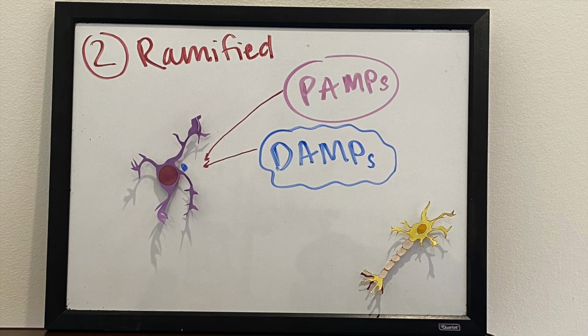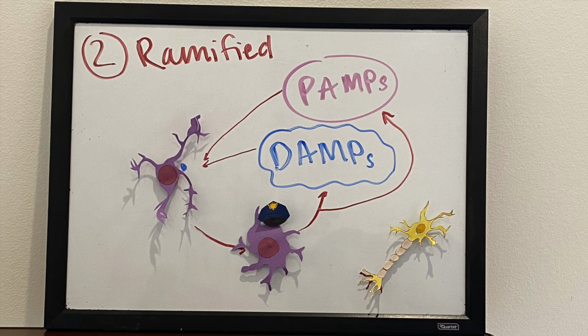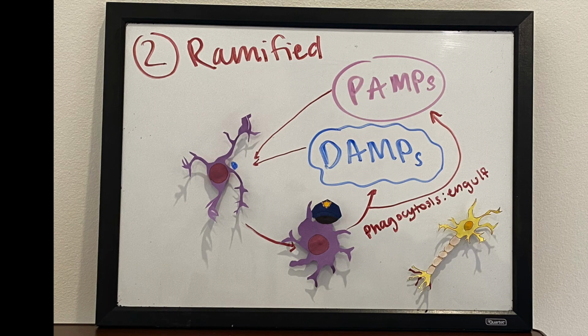Whenever these PAMPs or DAMPs are received by the toll-like receptors, which is the blue dot on the microglia, then the microglia becomes inflamed and the inflammatory response begins, starting as the ramified microglia, which is that little cell you see there with the increased cell body. This is kind of like a police officer because now it's starting to attempt to get rid of the bad guys. How it does this is through phagocytosis, which means engulf. So this cell is going to try to engulf the PAMPs and the DAMPs in order to remove them.